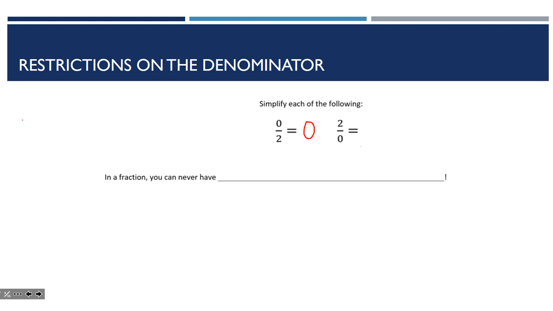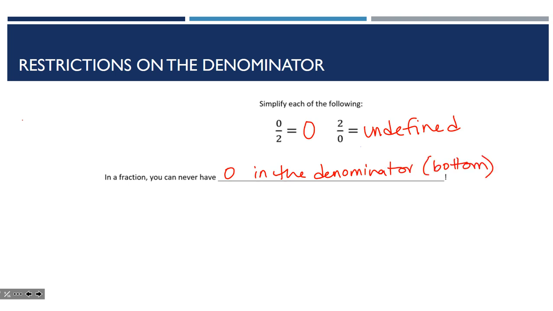But you might remember talking about, well, what happens if I have 0 in the denominator? So 2 divided by 0, we can't divide by 0. So we call that undefined. So in a fraction, we can never have a 0 in the denominator. And the denominator, remember, is the bottom of a fraction. So 0 is not allowed to be in the denominator of a fraction.